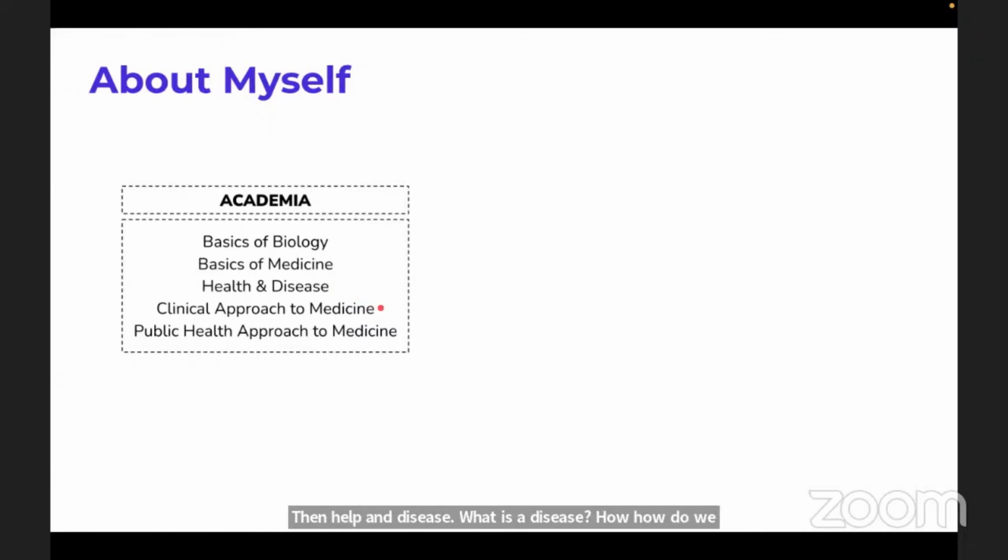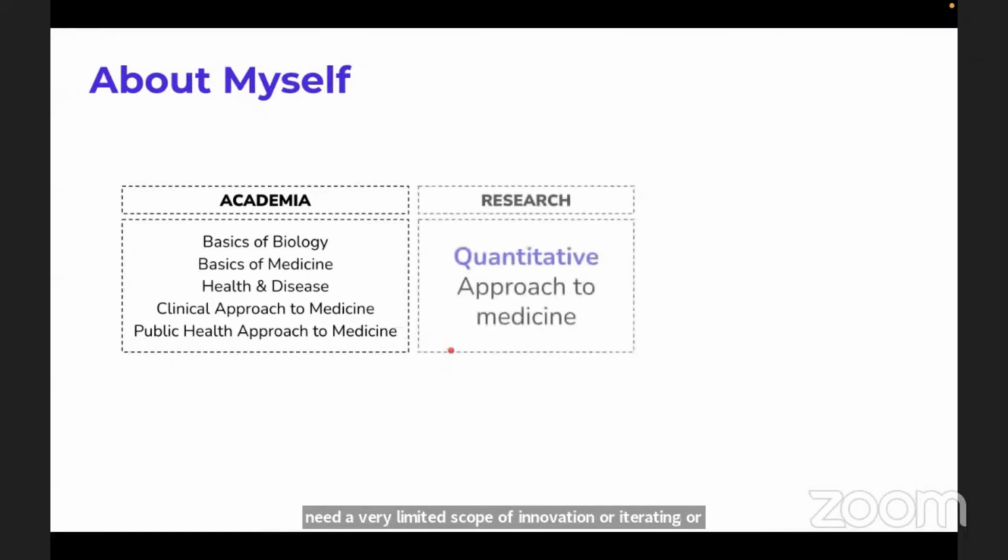And for my particular specific background, clinical approach to medicine and public health approach to medicine. So this is more of a professional degree, where I just learned what to do and what not to do. I had a very limited scope of innovating or learning new things, or discovering new things. Something which I could achieve in my research during my PhD.